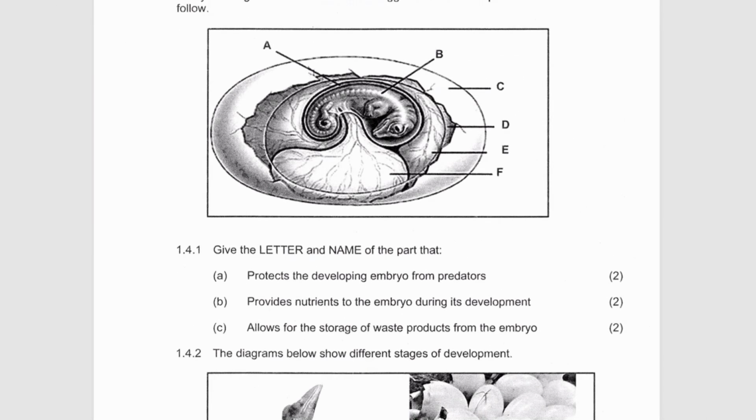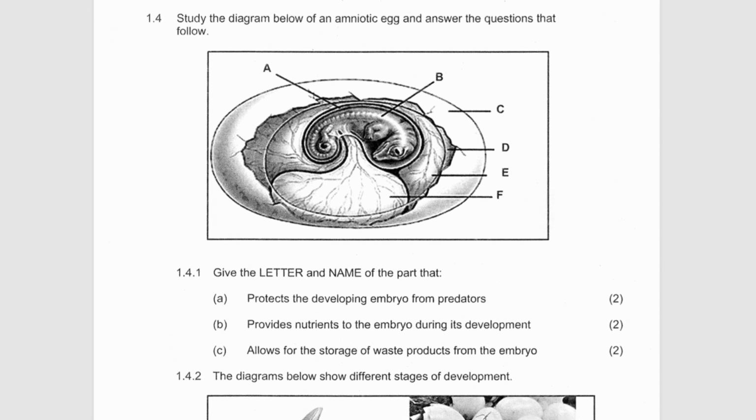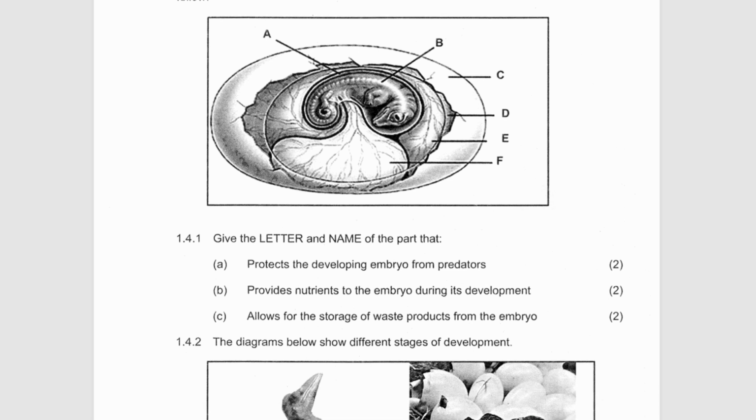It is from reproduction in vertebrates. They're saying label and name the part, the letter and the name. All right, protect the developing embryo. So here we are saying protect the developing embryo. Obviously it is a shell, so that's mostly to be the correct answer.